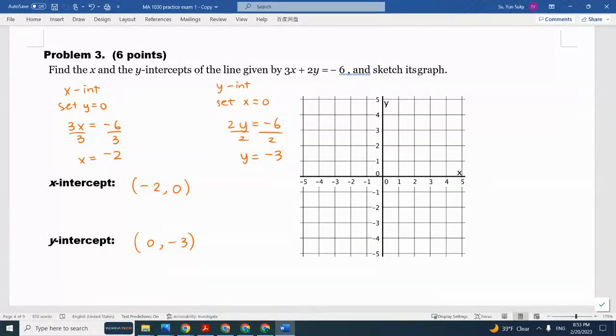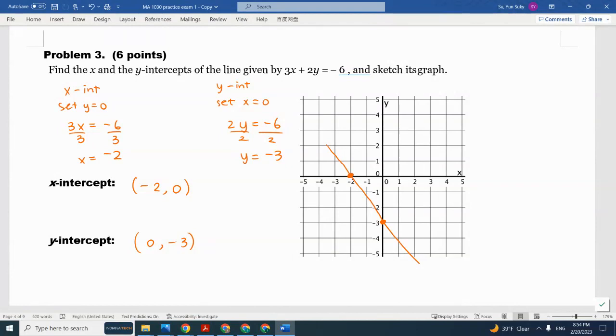And then sketch the graph. (-2, 0): x is -2, y is 0. (0, -3): x is 0, y is -3. And then connect them together. So this is the line. Two points can fix a line.